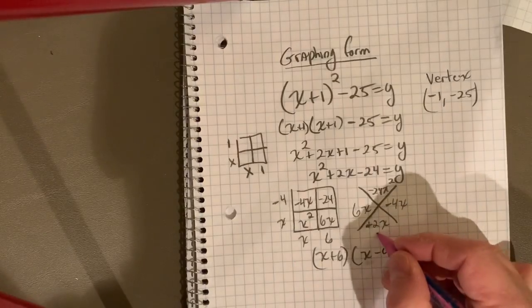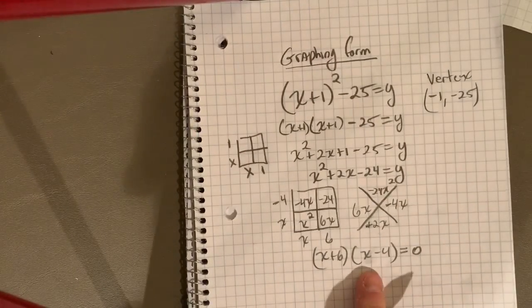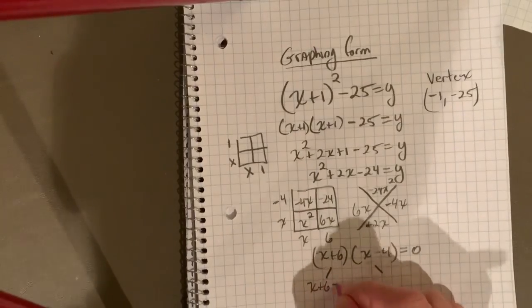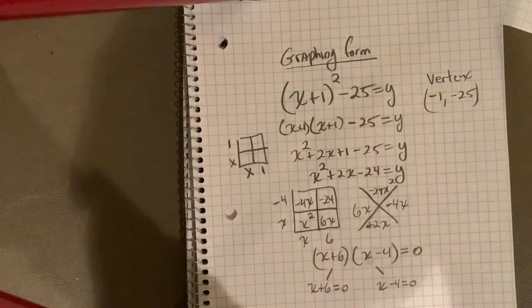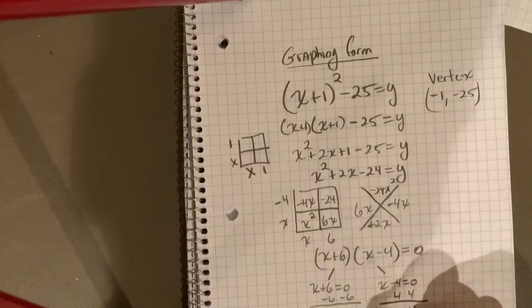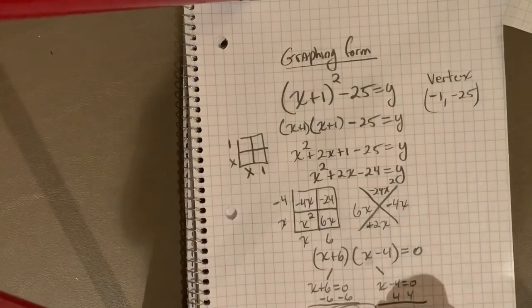Now we'll use the zero product property. Set this to 0, which is the first step of the zero product property. We'll split this up: one of these, or both of them, is 0. So we go x plus 6 equals 0, x minus 4 equals 0. And we subtract. Notice how I show all work. So now we have roots: x equals negative 6 and x equals 4.